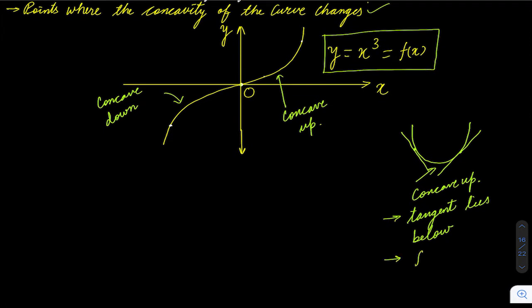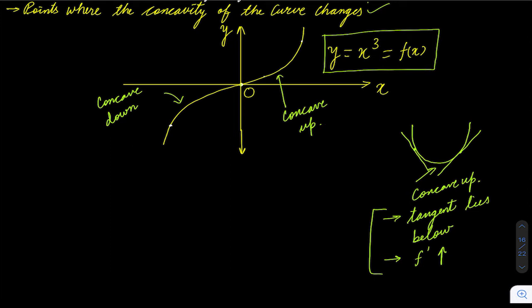Or there are other definitions also. You can say when f dash x is increasing. So if my f dash x is increasing, that is the gradient is increasing, then also we can say the graph is concave upwards. So we don't have to go into much detail. These 2 points are more than enough. So what is a concave up graph? Where the tangent lies below the curve.